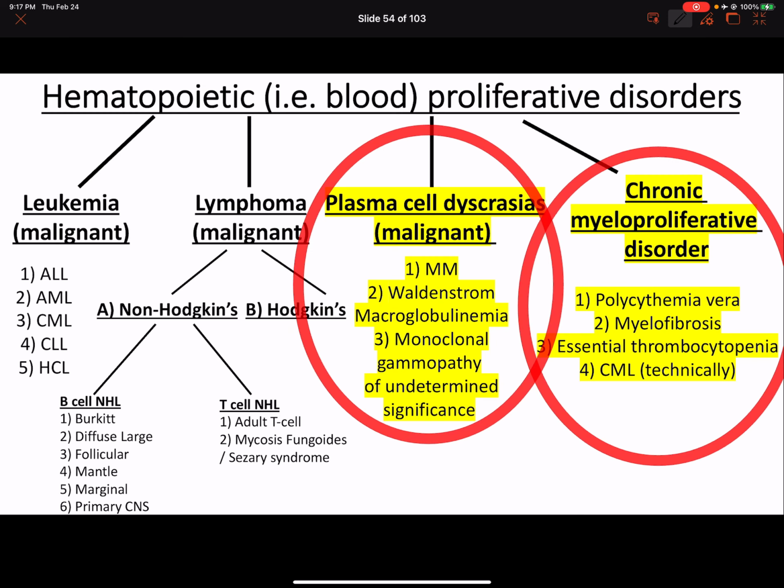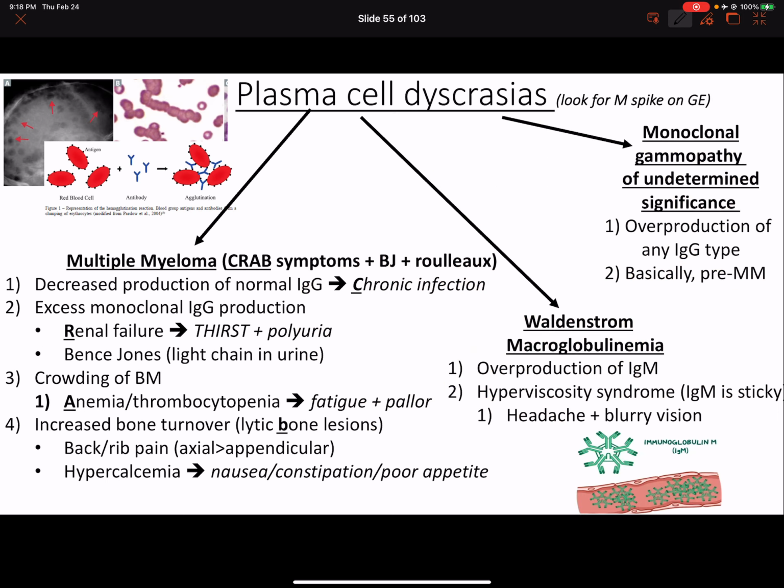Taking a look at these second two categories, plasma cell dyscrasias and chronic myeloproliferative disorders, let's go ahead and start with this one. For the most part, in plasma cell dyscrasias, plasma cells are just making tons of antibodies, so we should look for lots and lots of antibodies. Specifically, this will be an M spike on a gel electrophoresis.